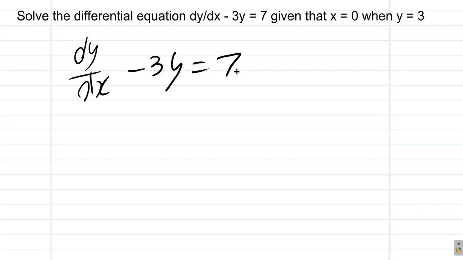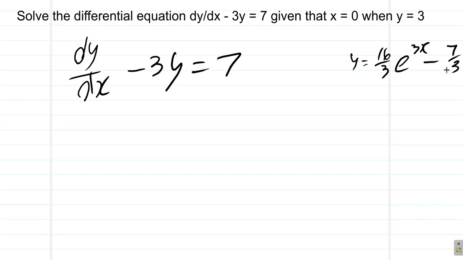Now, I had done some work on it previously, and my answer that I got was y equals 16 over 3 e to the 3x minus 7 over 3. So, if you work through it carefully, that's what you should get if I did not make any mistake. Is that what you got?